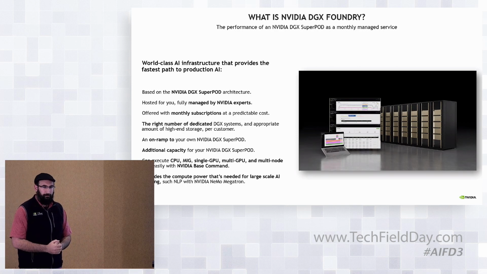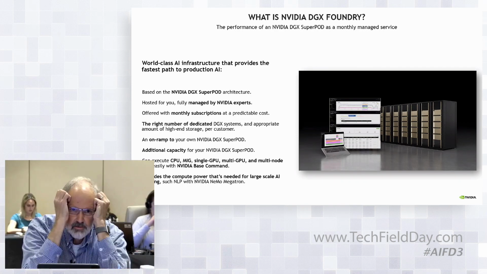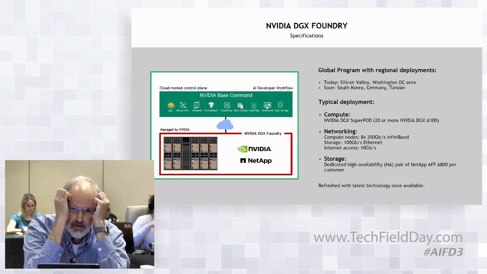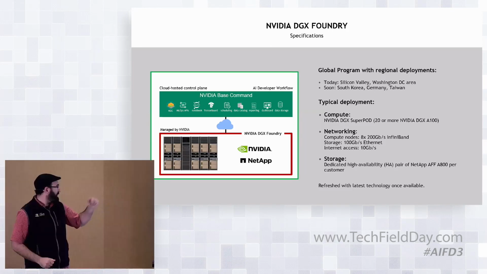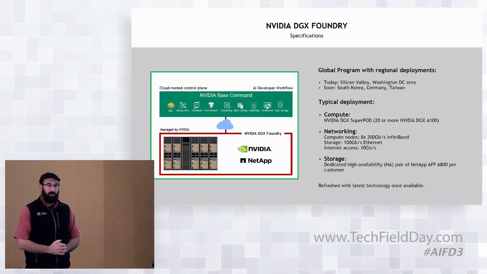What about locations, Adam? A lot of the governance and all that stuff requires data not to move outside of countries. Yep. So today we have those geos available, and we are currently looking at expanding. Today it's Silicon Valley and Washington, D.C. We have DGX Foundry environments that we're planning to deploy right now in South Korea, Germany, and Taiwan. And I'm sure there'll be more in the roadmap soon enough.